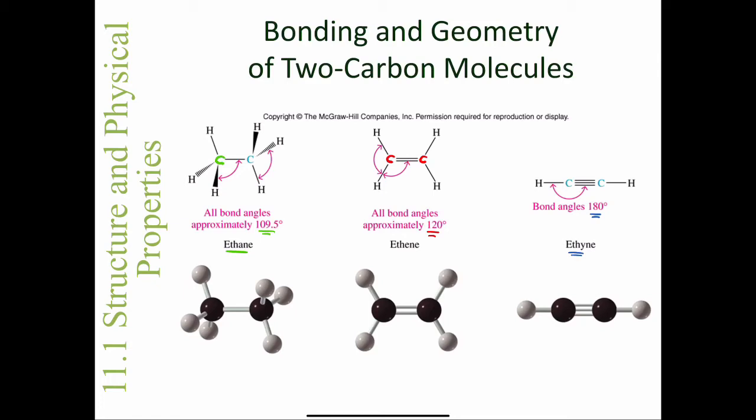In an alkene, like ethene, both of these carbons have a trigonal planar molecular geometry, and all of the bond angles in the molecule are approximately 120 degrees. And when carbon has a triple bond and a single bond, the bond angles are going to be 180 degrees. And that's why ethyne has a linear molecular geometry.